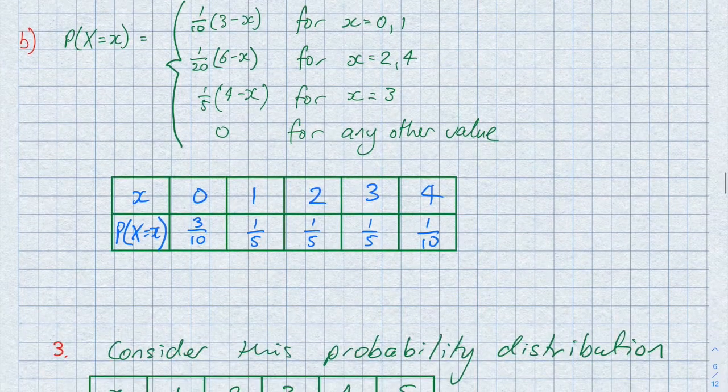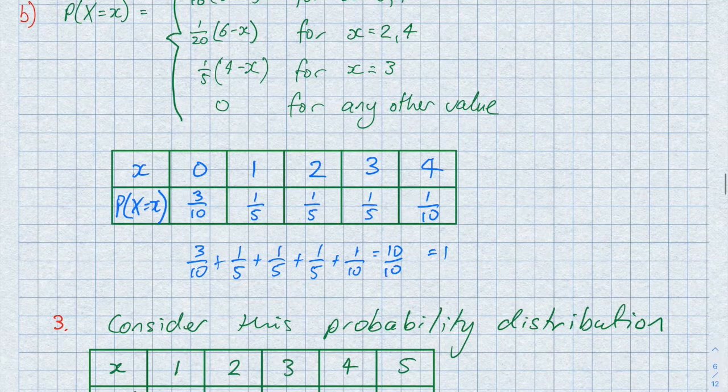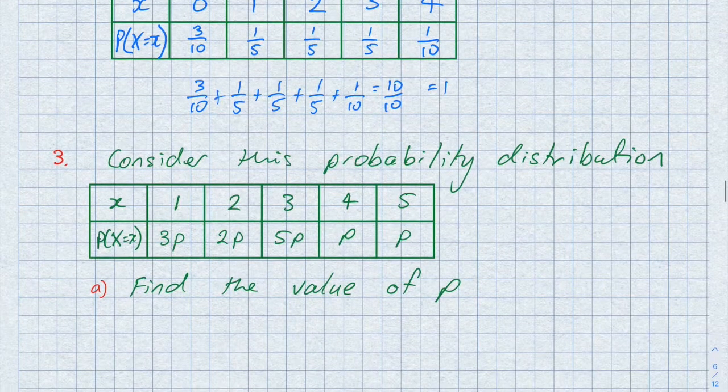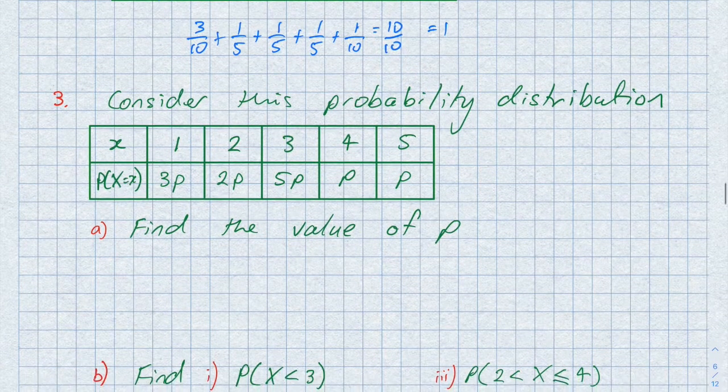I have to verify that it is a probability distribution. So 3 on 10 plus 1/5 plus 1/5 plus 1/5 plus 1/10. If I add those up, I've got 3/5 in the middle there, which is 6/10, plus 7/10, 10/10. So yes, it is. Each individual one is between 0 and 1, and the total equals 1.